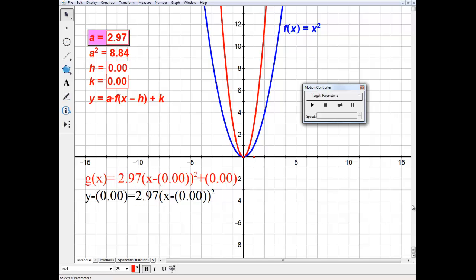So that gives you a pretty good sense of what is happening to the graph depending on whether you are changing the a value, the h value, or the k value, which allows you to read off the vertex. So in y minus k, k is going to be the y coordinate of the vertex, and in x minus h, h is going to be the x coordinate of the vertex.